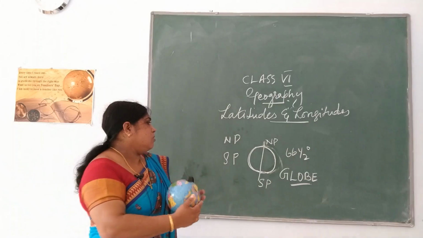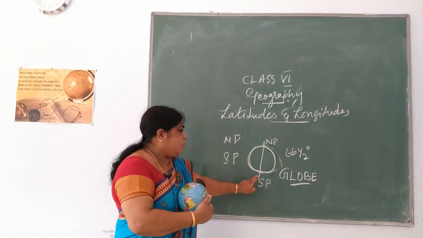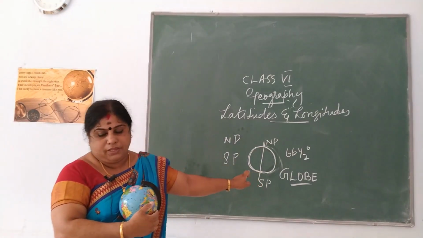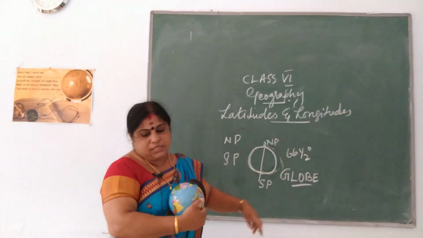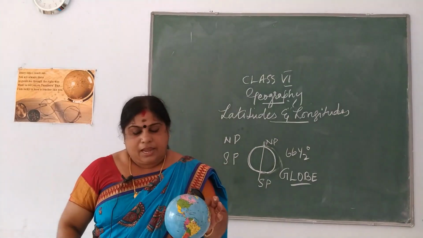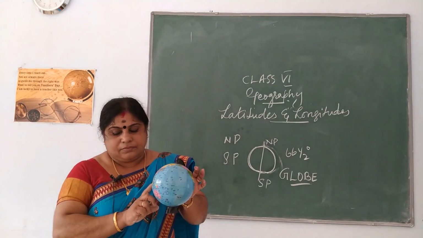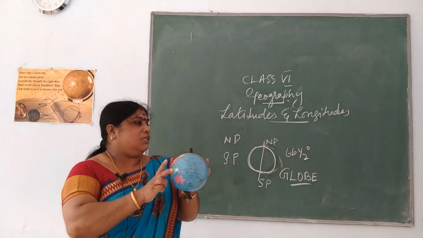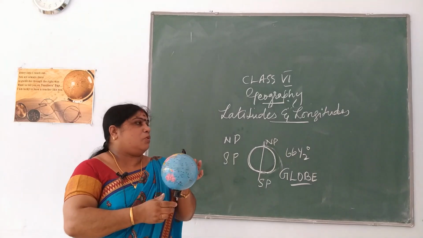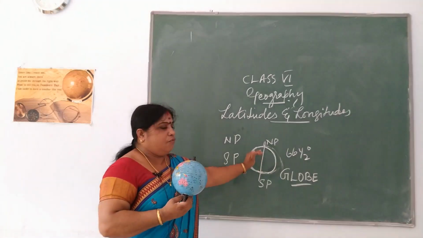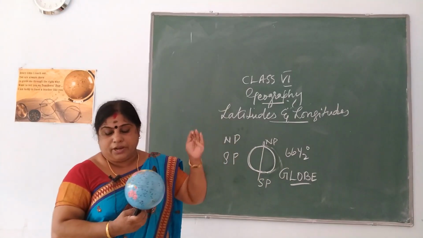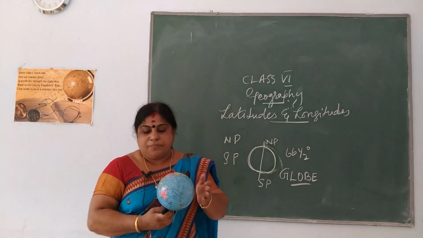And this axis passes through the North Pole and the South Pole of the earth. That means it passes through the center of the earth in a tilted manner. And I already told you this tilting of the axis is responsible mainly for the change in seasons, for the occurrence of day and night, etc.